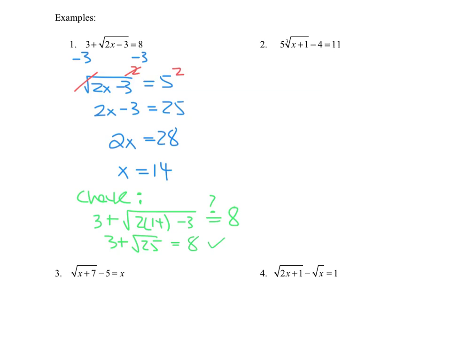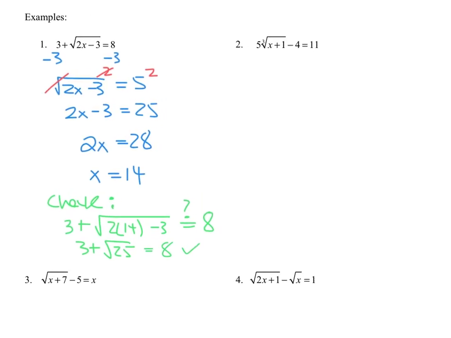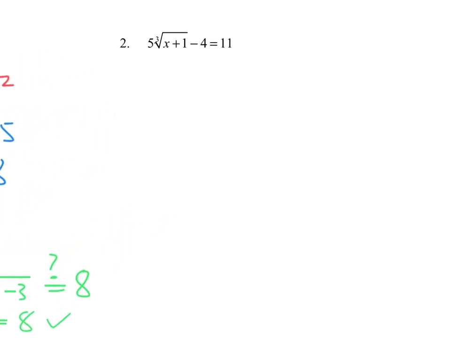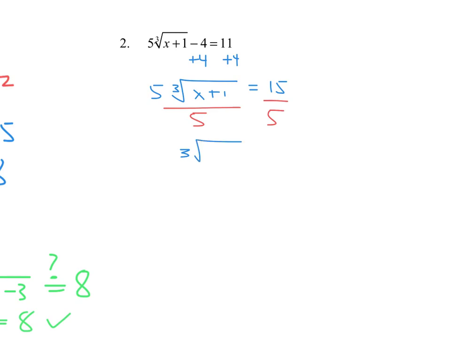Okay, next example. In this one we have a cube root, but we'll tackle it the same way. We're going to get the radical all by itself, so we're going to add 4 to both sides. We get 5 cube root of x plus 1 equals 15. We divide both sides by 5 to cancel the 5 and get the cube root all by itself. We get the cube root of x plus 1 equals 3.